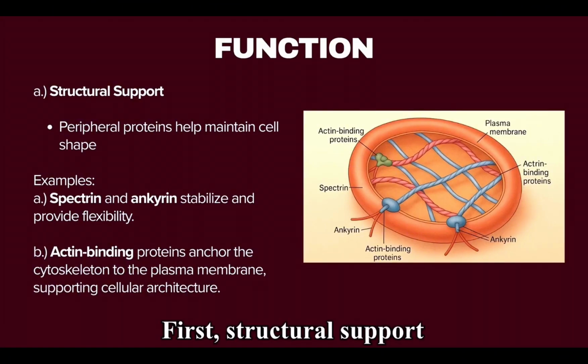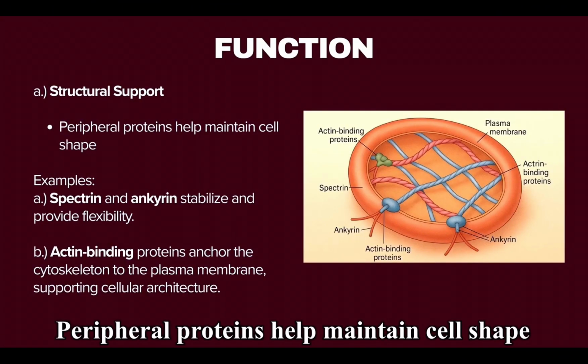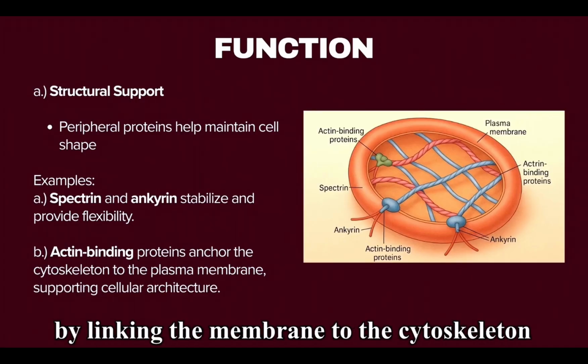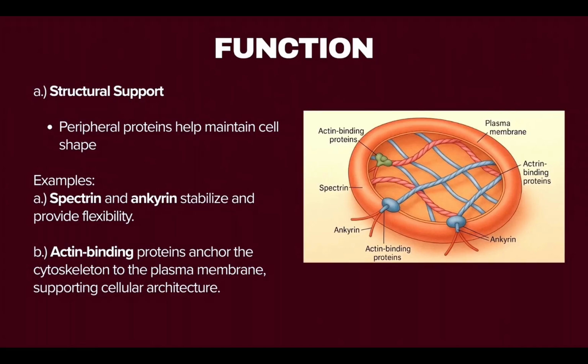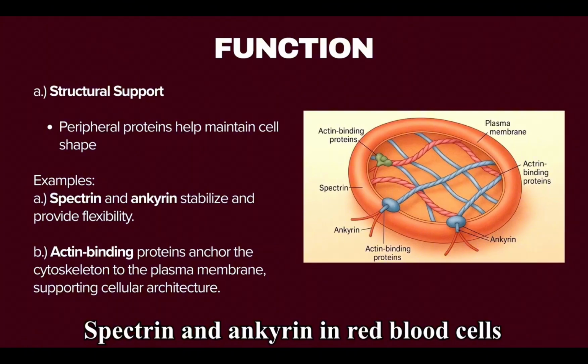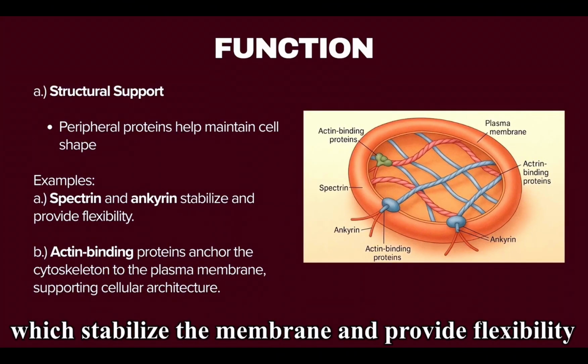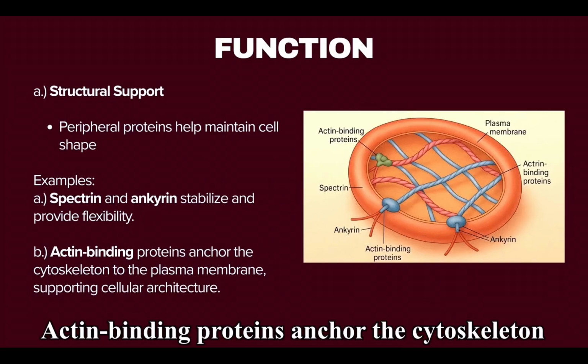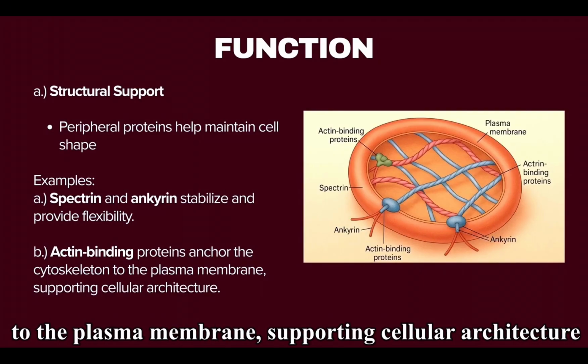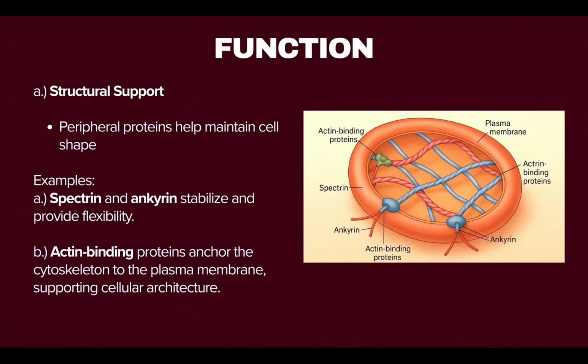First, structural support. Peripheral proteins help maintain cell shape by linking the membrane to the cytoskeleton. Some examples include spectrin and ankyrin in red blood cells, which stabilize the membrane and provide flexibility.